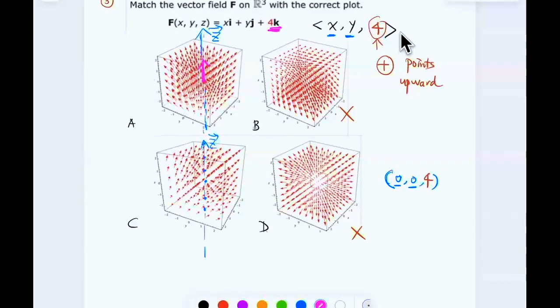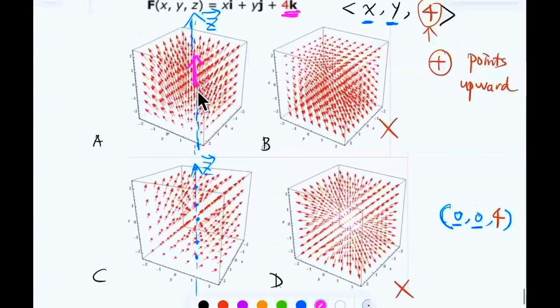Now looking at this, we have either this one or this one. This one here doesn't point upward along the z-axis. So it's not straight upward. It has to be straight up 4 units. So it's only this one. So A is right. Okay, all right. That's very good, very good observation. Good job.